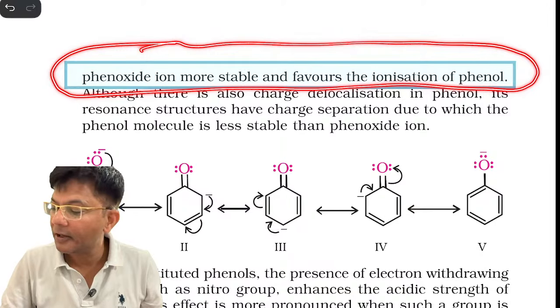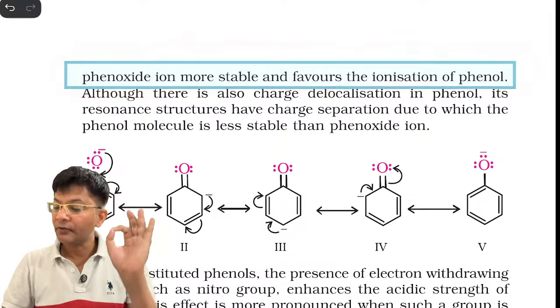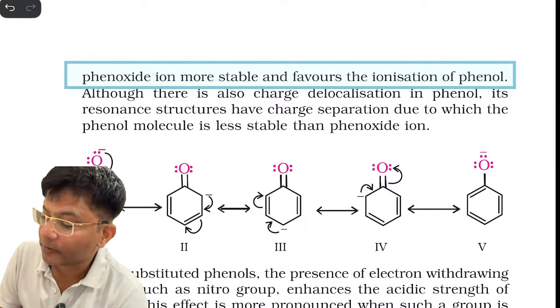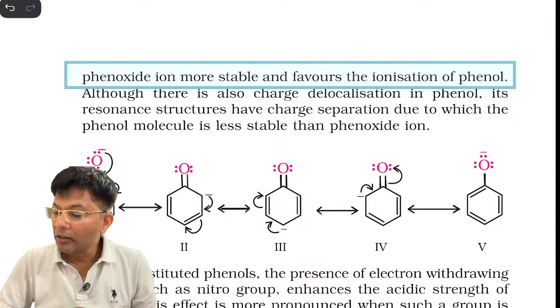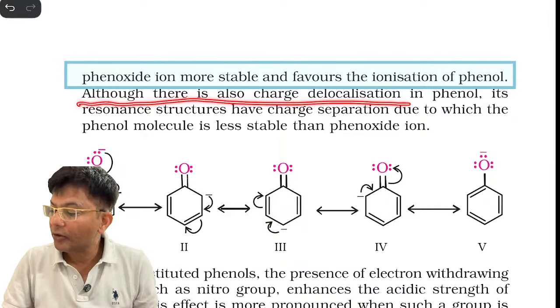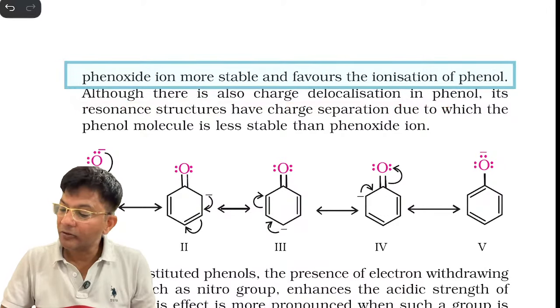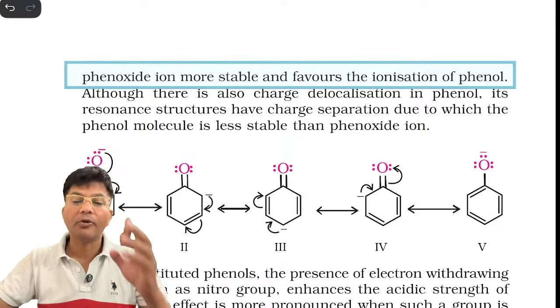This is a million-dollar point: phenoxide ion is more stable and favors the ionization of phenol. Although there is charge delocalization in phenol, phenoxide is more stable, thermodynamically more stable.